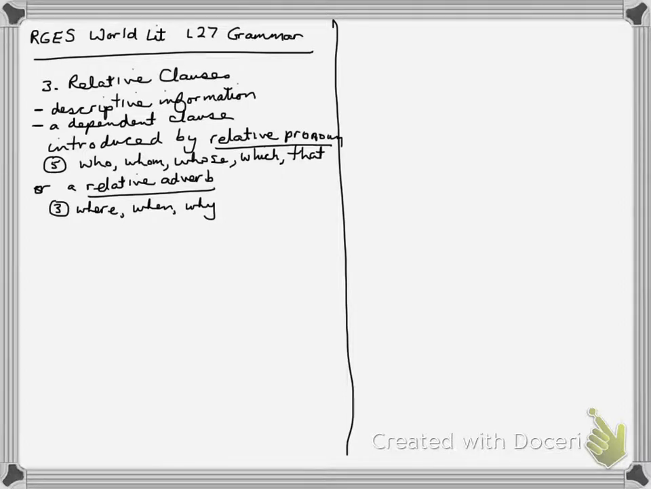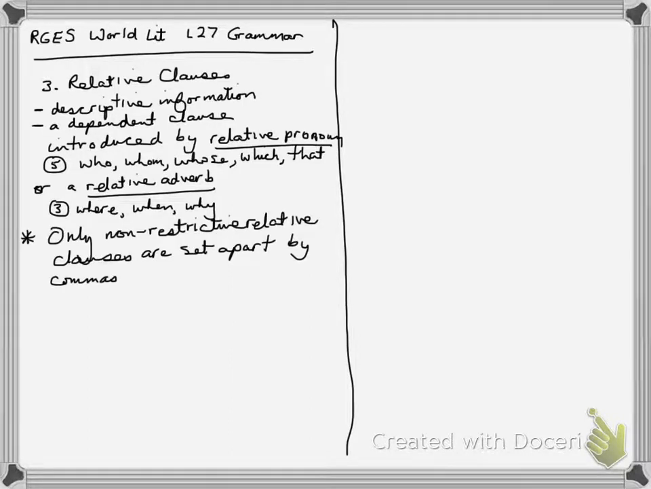Like appositives, the information relative clauses provide can either be essential, restrictive, or non-essential, non-restrictive, to the completeness of the sentence. Only non-restrictive relative clauses are set apart by commas. Okay. So just the same rule as we had for appositives.